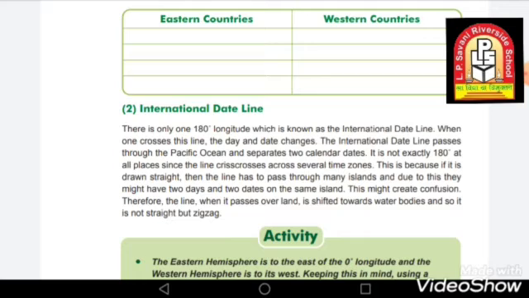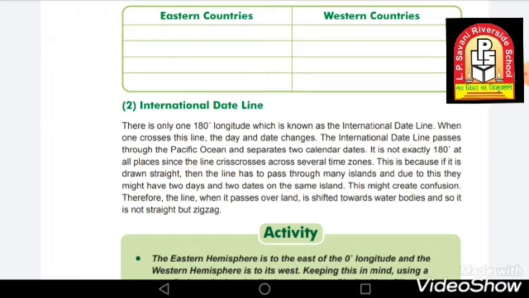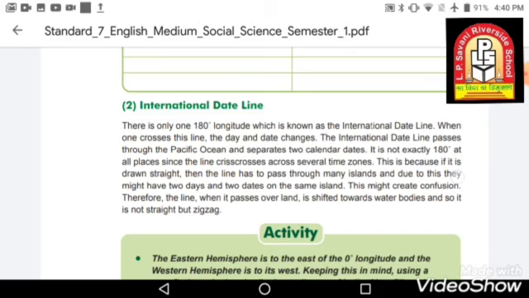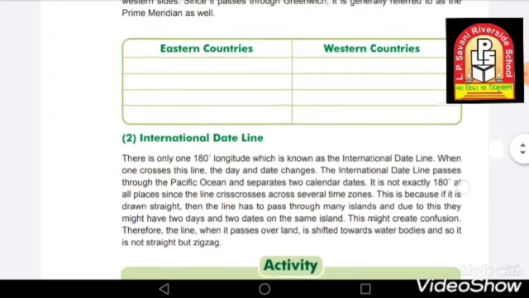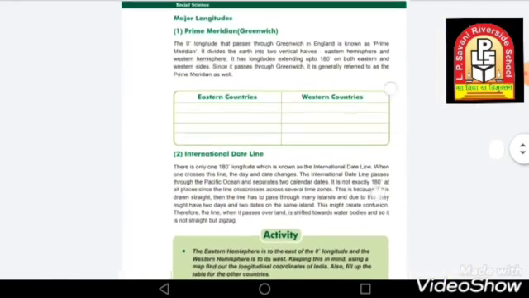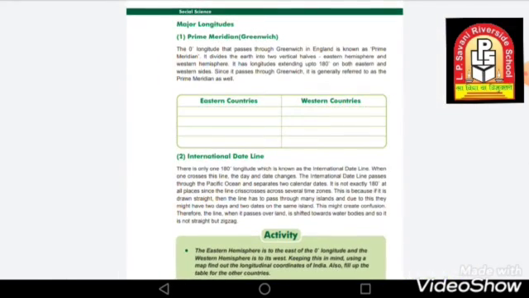So only this line, the international date line, is made a little bit zigzag to avoid confusion, because if that line passes through one country, then that country will have two different dates and days. To avoid that confusion and to have an even and equal date and day in the whole country, this was done. So here our topic for today, the prime meridian and international date line, is completed.